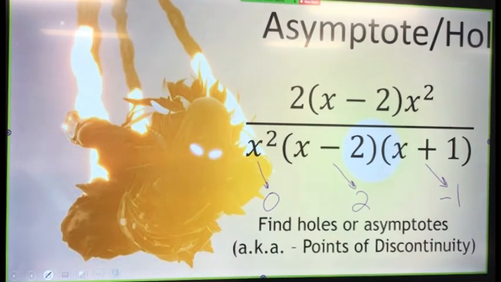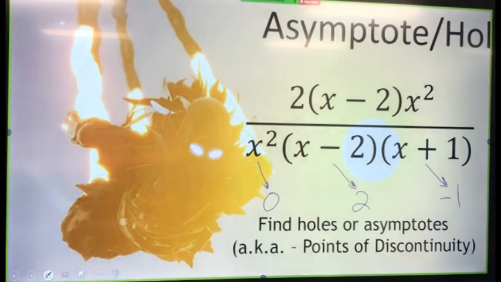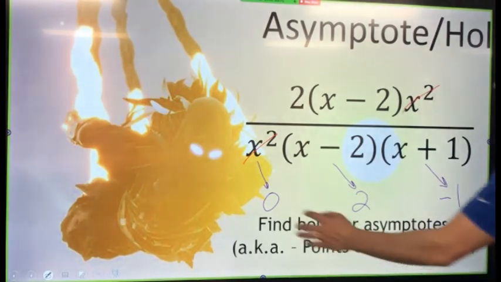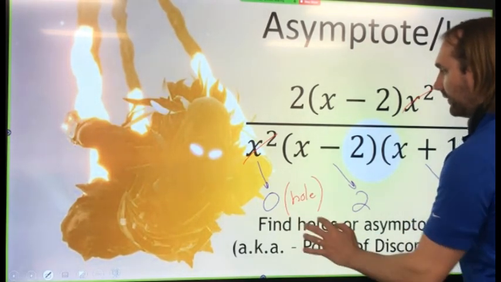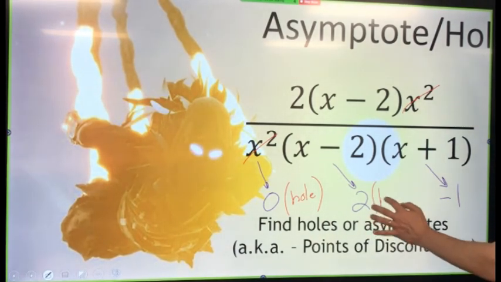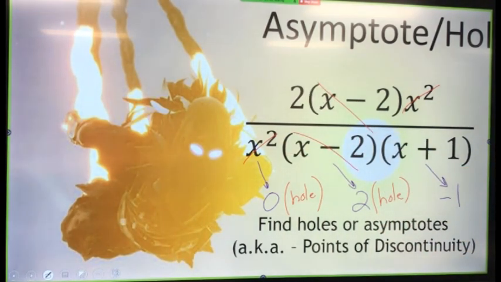3. Now we need to figure out which are holes and which are asymptotes. So looking at x squared, would you say that's a hole or an asymptote? That's a hole, because I have another x squared that will reduce here. X minus 2, would you say that's a hole or an asymptote? That's also a hole, because I also have an x minus 2 on the top. X plus 1, would that be a hole or an asymptote? Asymptote. That is a vertical asymptote, because I lack the x plus 1 on top. When I simplify this all out, this will stay around. This will stick around.